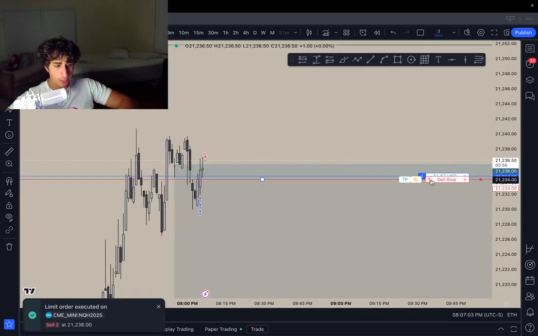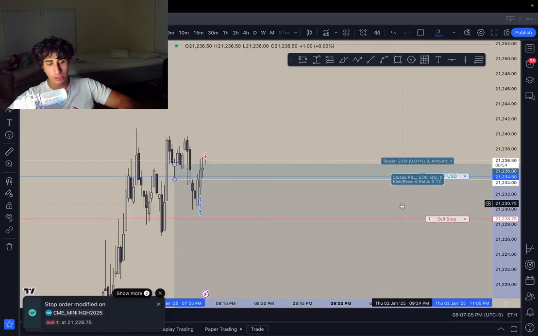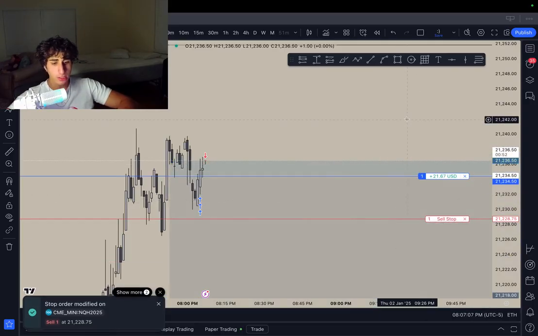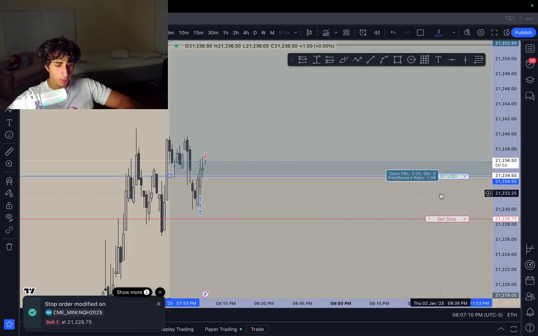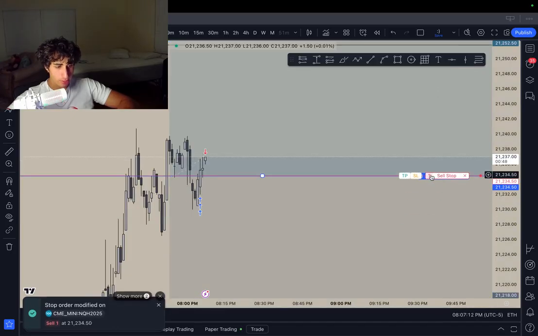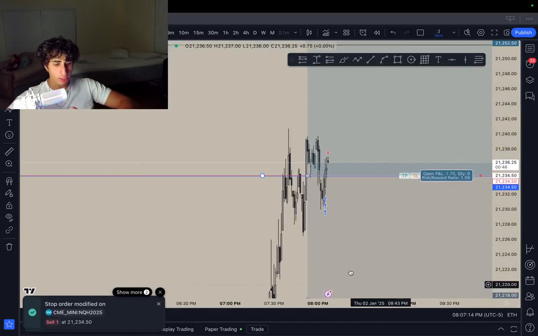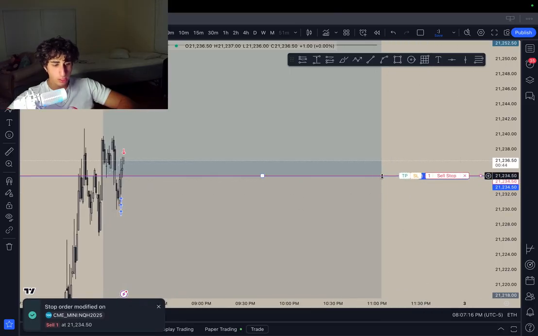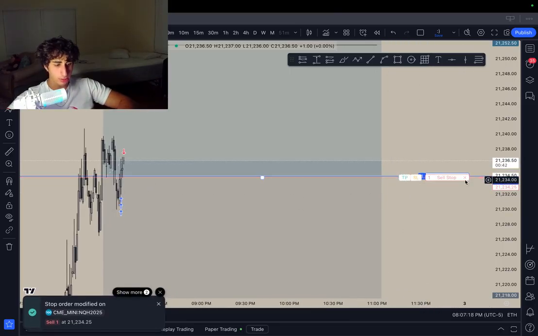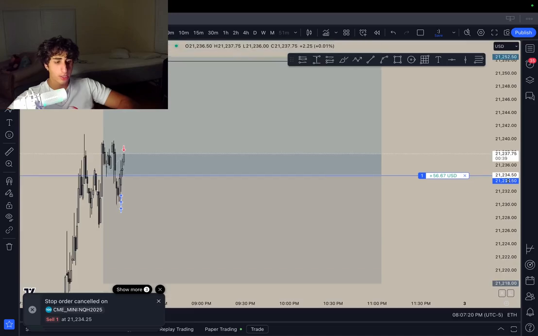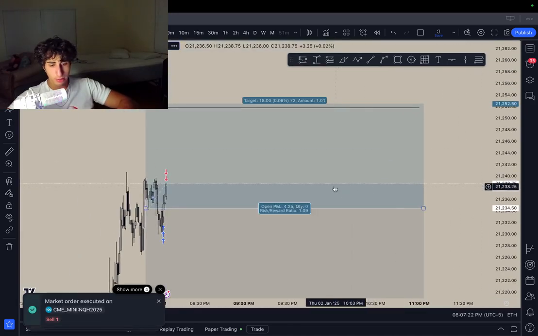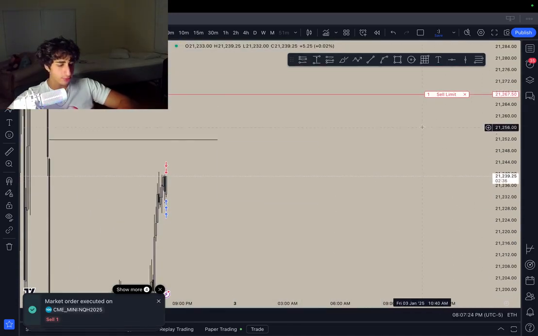So I'm out there, and now what you can also do is move your stop loss to break even. So I move my stop loss to break even, and if I move my stop loss to my entry point, I won't lose any money. Sometimes you will lose a little bit of money from fees, but then I can close my position out fully there. Boom, I'm out. And that's basically that.